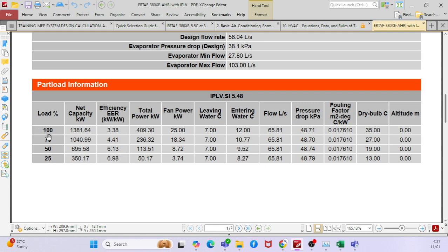You can also note down one of the points. When you operate at 100 percentage, you get 3.38. But when you go to 25 percentage, you have more savings in the power, because you get more efficiency from a power point of view. So that is also one of the important factors.